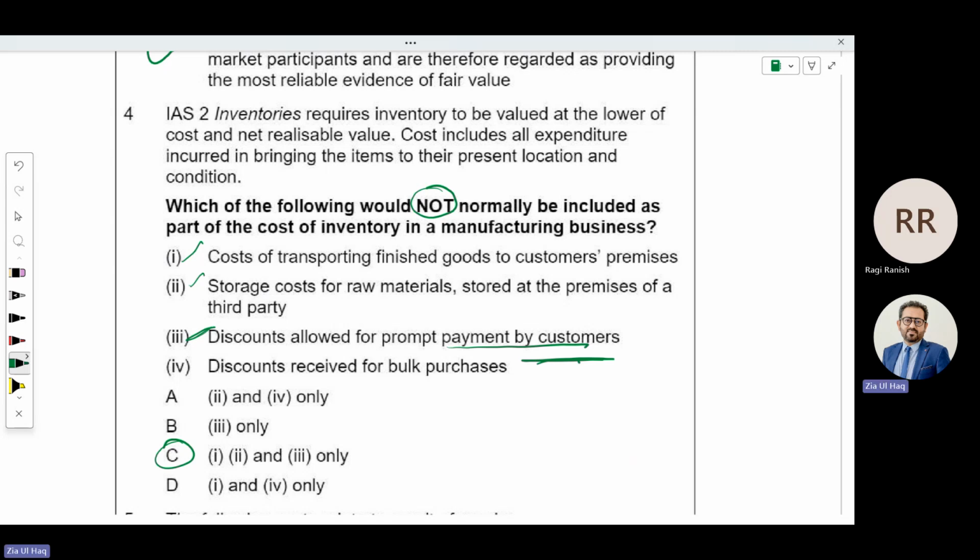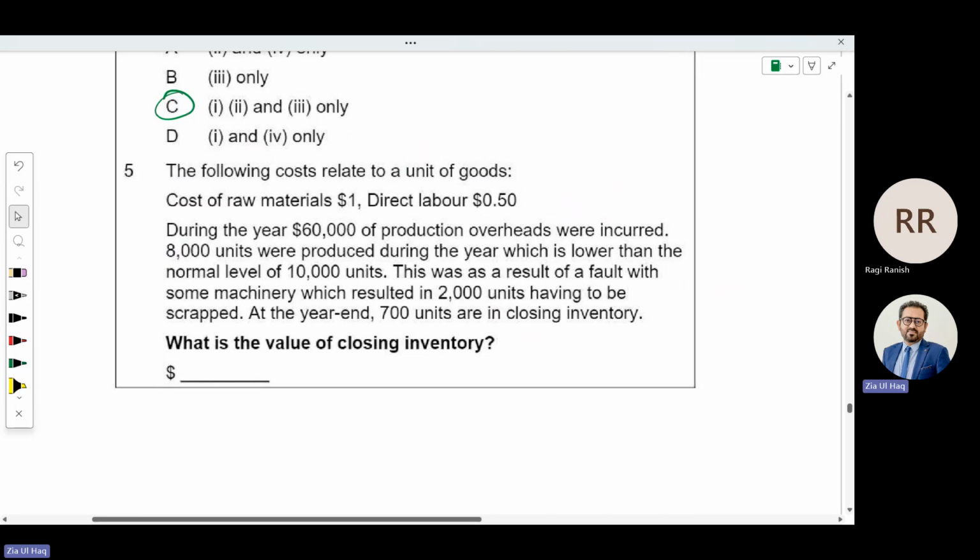If we receive discount from supplier, that we should deduct. So 1 and 3 are clear. But there is no option for 1 and 3 only. So as in the book, they stated storage cost should not be part of cost. But as per logic, storage cost of finished goods should not be part of cost, but raw material should be part of cost. So we assume they are not distinguishing between that. Number 4 or number 5. You need to calculate the value of closing inventory. Good luck, everybody.